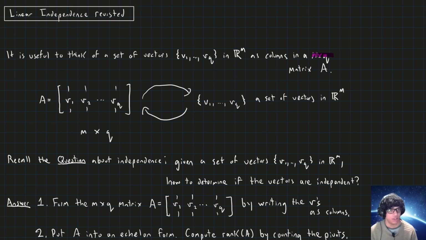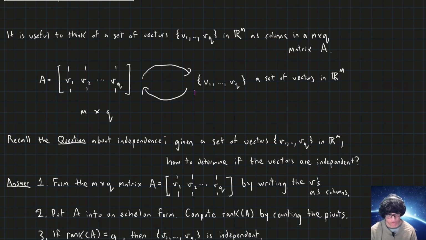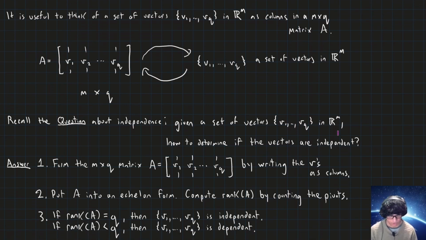So we have our set of vectors here, and we can make an m by q matrix A, where the vectors are columns. We want to be able to think about these two things interchangeably. So what was our question about independence? Given a set of vectors v1 through vq in Rm, how do we know if they're independent or not? Here's the answer.